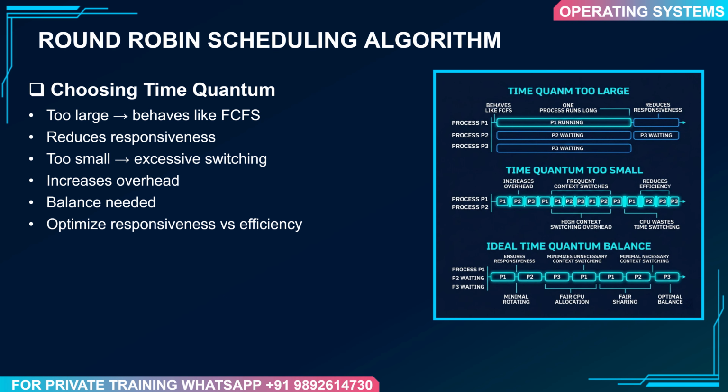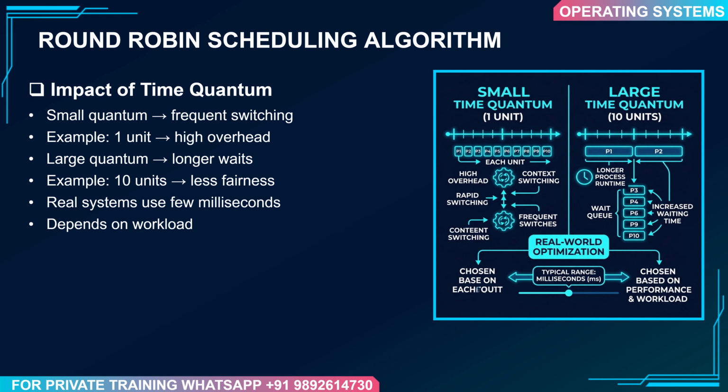This brings us to a very important question. How do we choose the right time quantum? If the time quantum is too large, round robin starts behaving like FCFS scheduling. One process will run for a long time before others get a chance, which reduces responsiveness. On the other hand, if the time quantum is too small, the CPU will spend more time switching between processes than actually executing them. This increases overhead and reduces efficiency. So, choosing the right time quantum is a balance. It should be small enough to ensure responsiveness, but large enough to minimize unnecessary context switching.